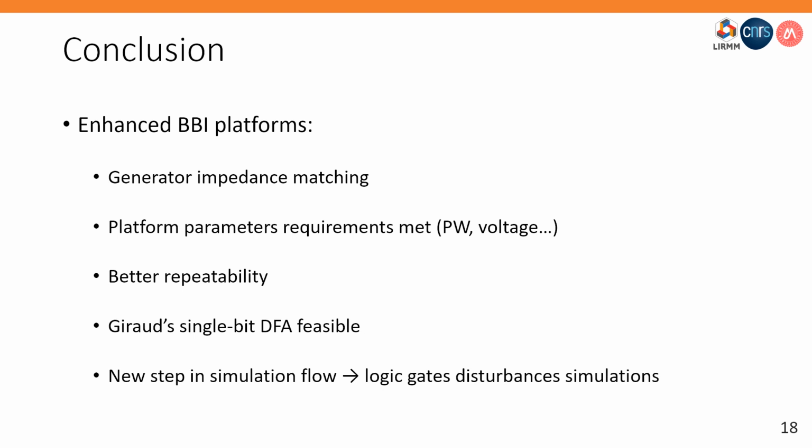To conclude, the enhanced BBI platform we proposed simply consists in approximately matching the voltage pulse generator impedance, which is not expensive and easy to set up on existing platforms, in addition to bypassing an imperfect platform grounding. It allows having a better control over the various platform parameters, such as the voltage set point, which is important, the pulse width, which determines how much time the attacker disturbs an IC, in addition to bringing better repeatability over various platforms thanks to the reduction of ringing.